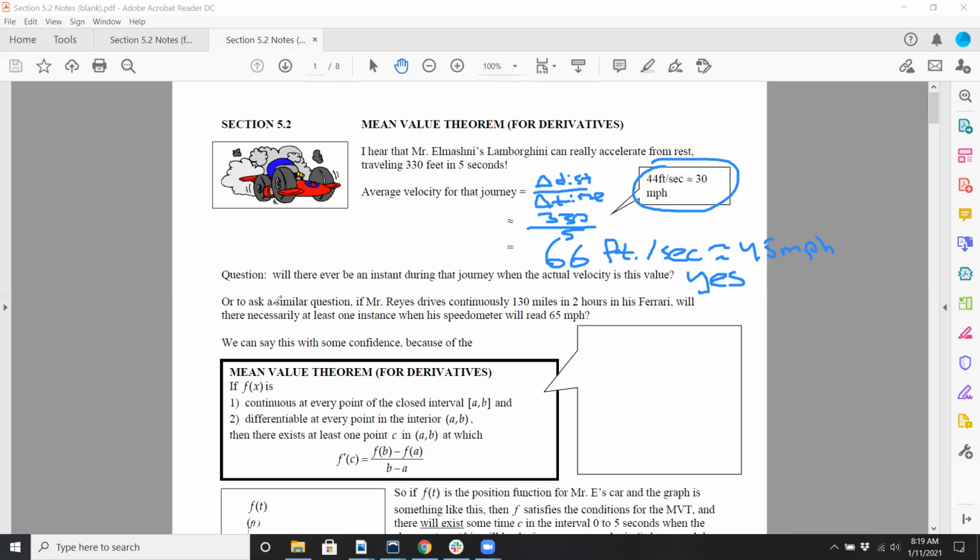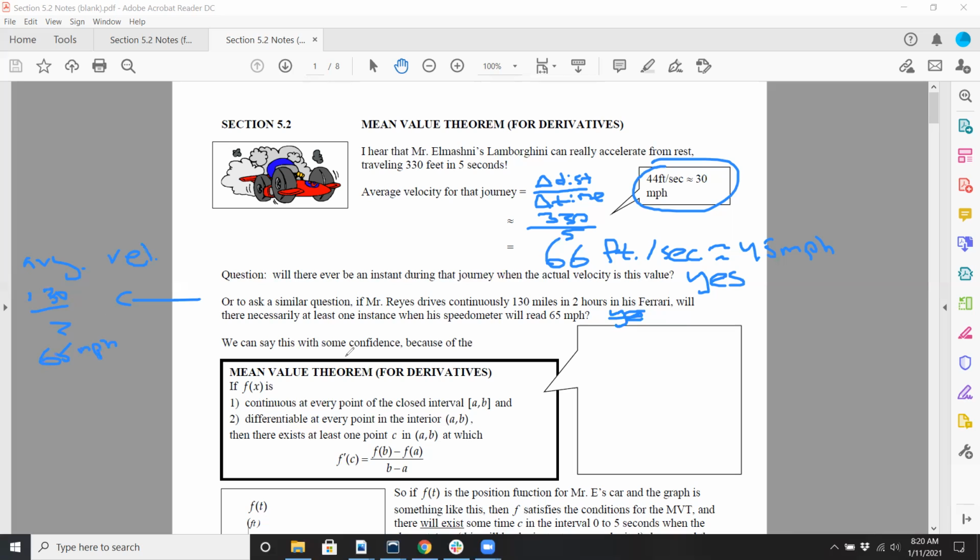Here's another question. If Mr. Reyes, our assistant principal of academics who taught math, drives continuously 130 miles in 2 hours in his Ferrari, will at least one instant of speed reach 65 miles per hour? Well, yes, of course. His average velocity is 130 divided by 2. But he probably doesn't travel 65 miles per hour the whole time. Maybe he might speed up a little bit, maybe he might slow down. But he'll hit 65 miles per hour at least once.